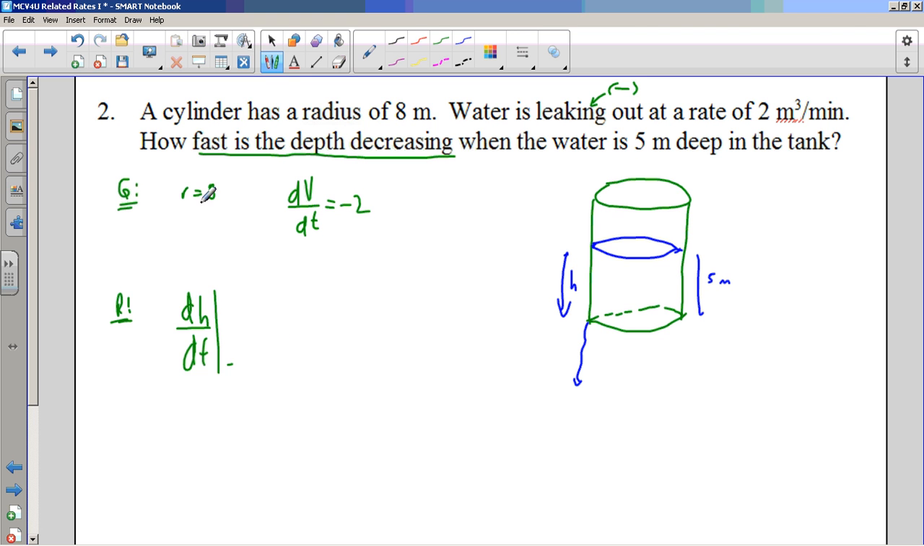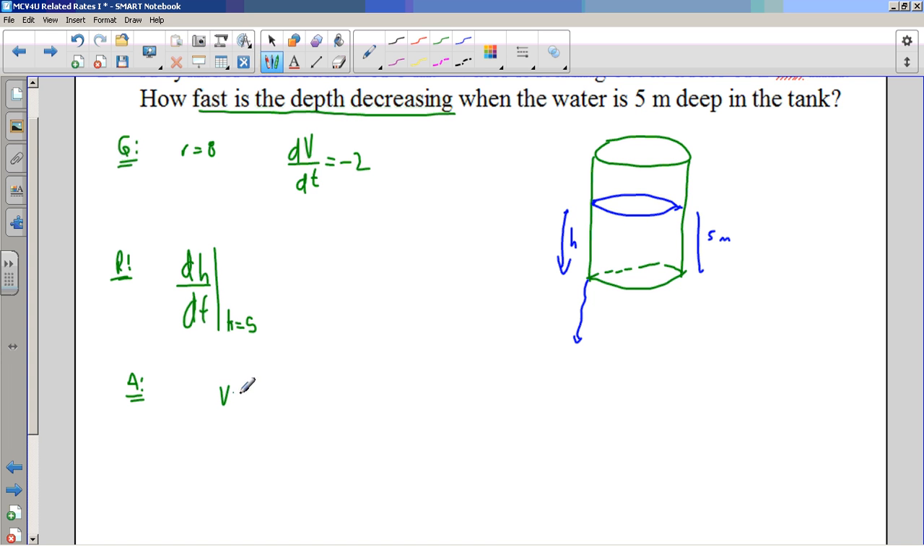So what's that? Is that the radius? No, that's when the height is 5, right? When the height is 5, we want to find dH/dt. Okay, dandy. Well, what's the formula that will relate these things? Probably we could write down the volume of a cylinder formula, right?